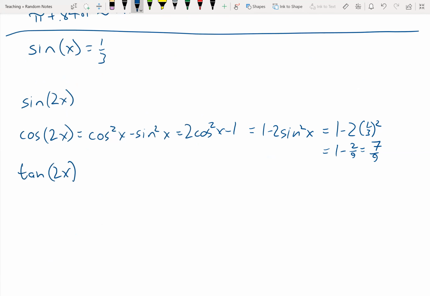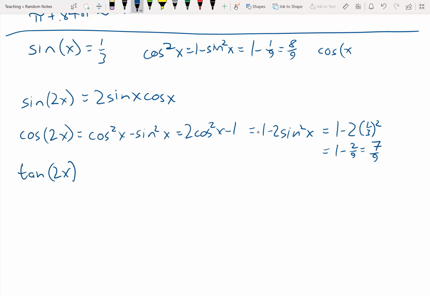All right, let's go back. And now for sine, unfortunately, there's not a version of sine where I only need that sine. So what I have to do now is use my Pythagorean identity or a reference triangle to find cosine of x. I'm going to do cosine squared x equals 1 minus sine squared x equals 1 minus 1/9 equals 8/9. But that's cosine squared, so cosine of x is equal to the square root of 8/9, which is the square root of 8 over 3.